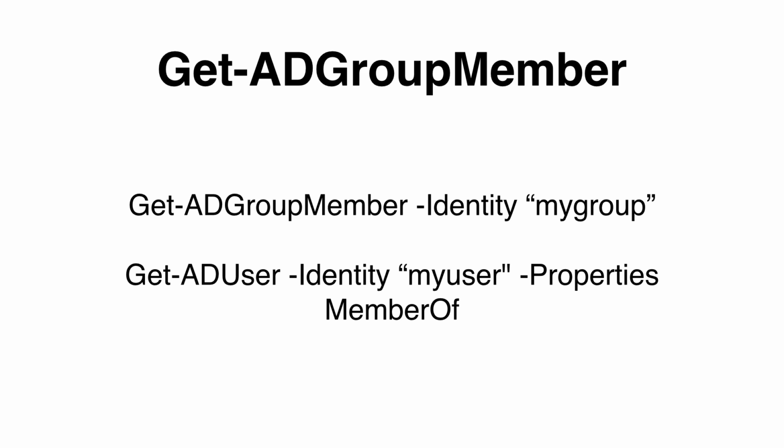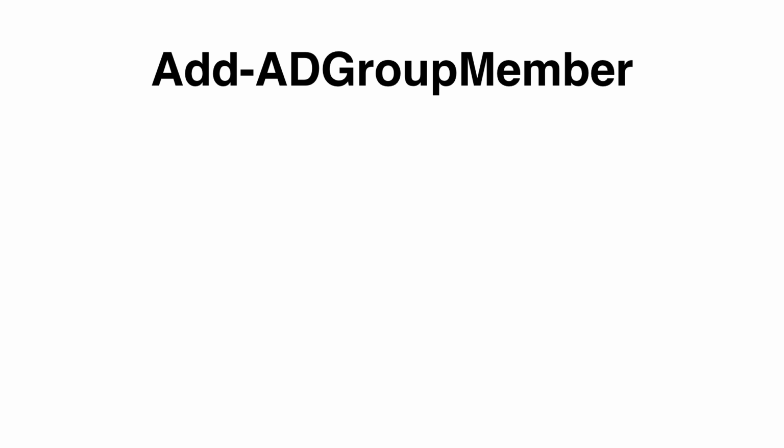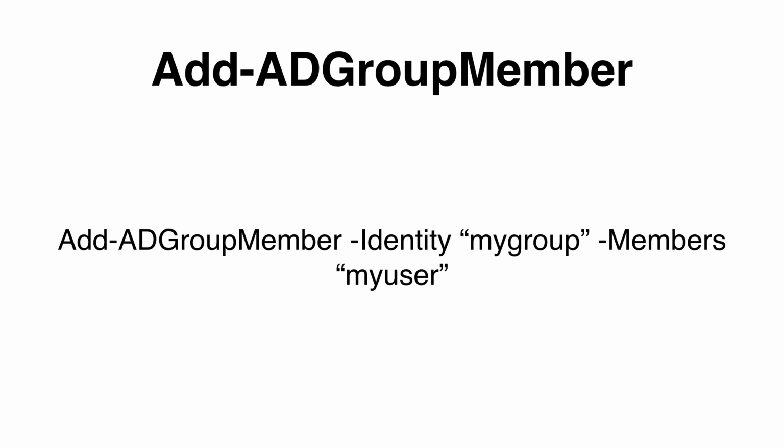We can also look for a user and see which groups he is associated to. We can do that by using the Get-ADUser commandlet and then specifying the member property or memberOf property. This will give us a list of group DNs that the user is a member of. To add a user to a group, we should use the Add-ADGroupMember commandlet. We need to specify the identity of the group and the members that we would like to add to this group.